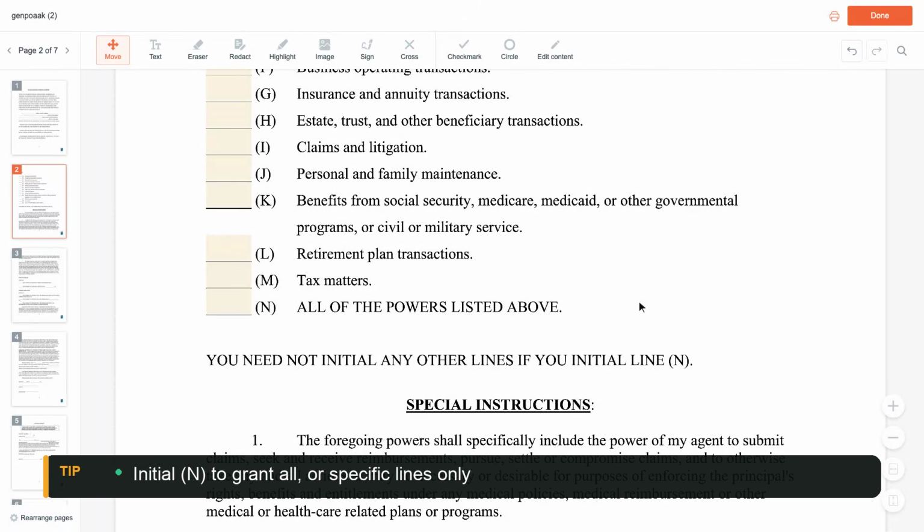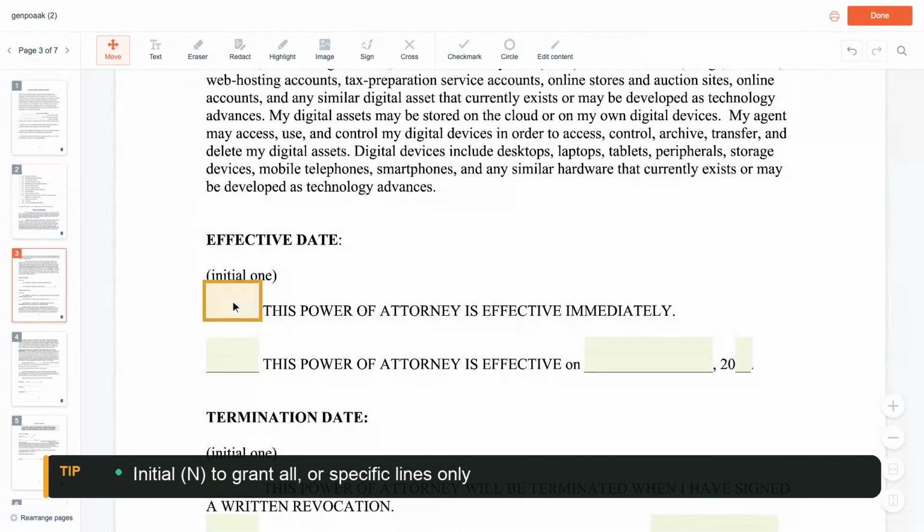Now the powers. The form lists subjects, A through N. To give your agent authority over everything, initial the line in front of N. To grant only some, initial just those specific lines instead. Then choose when it takes effect. Here, effective immediately.